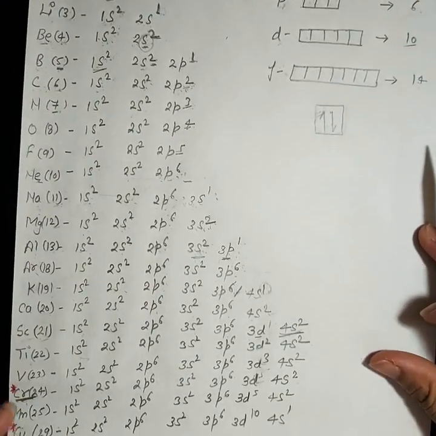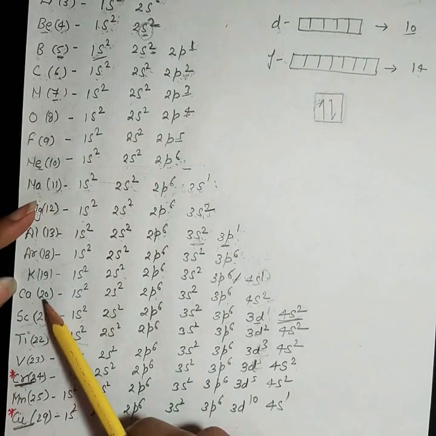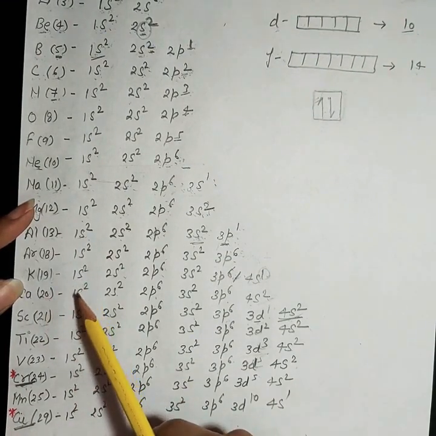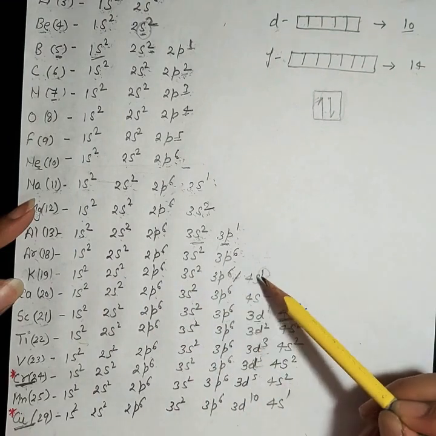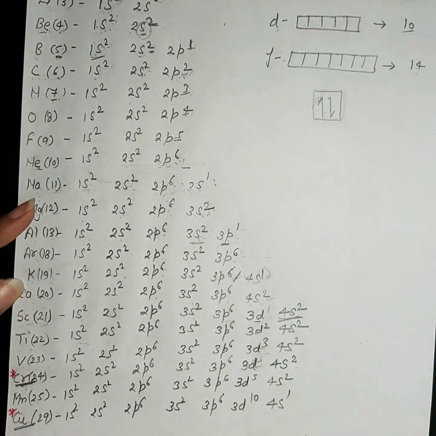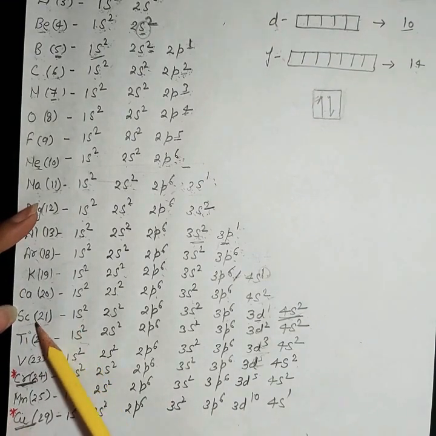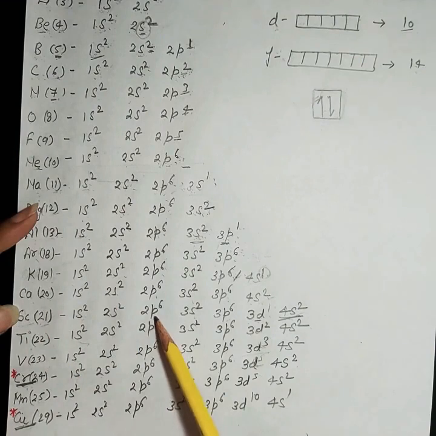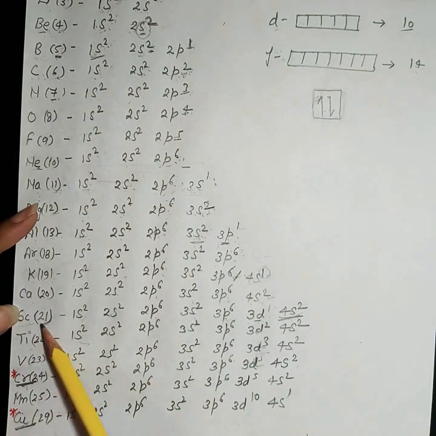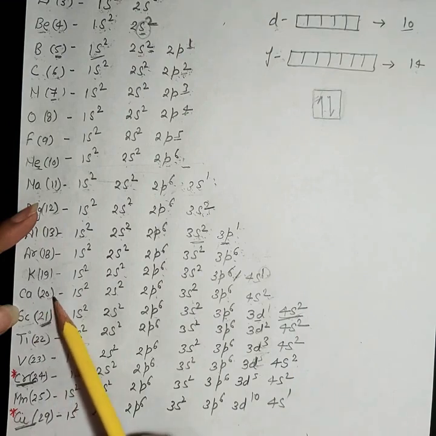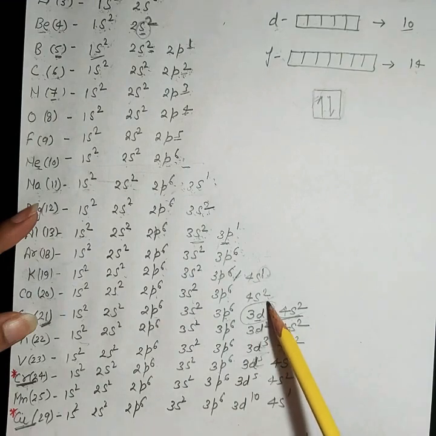So again for calcium, it has 20 electrons. So for the distribution of 20 electrons, 1s2, 2s2, 2p6, 3s2, 3p6, 4s2, because s can have 2 electrons. Now for scandium, 1s2, 2s2, 2p6, 3s2, 3p6, 4s2, but it has 1 electron extra than calcium. So for the extra electron we will write 3d1.